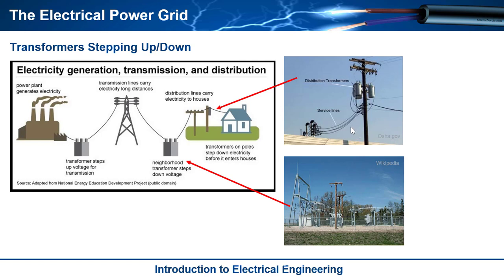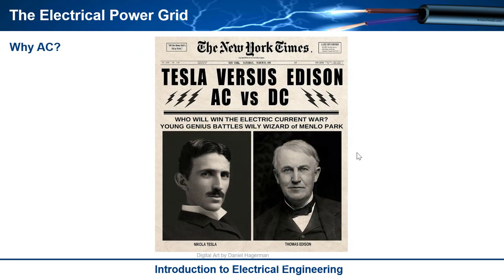It's the transformers. Okay, so you've got to be asking yourself, why is the power grid AC? And this goes back in history to one of the greatest battles of intellectuals that has happened in our recent times. We called it the current war. And this was Nikola Tesla versus Thomas Edison.